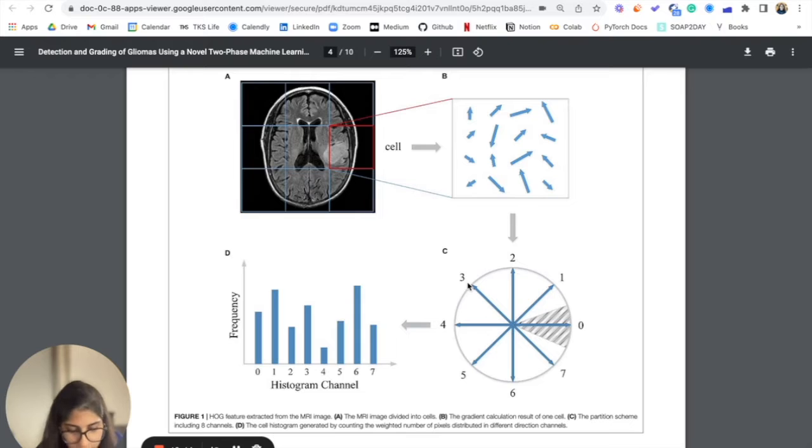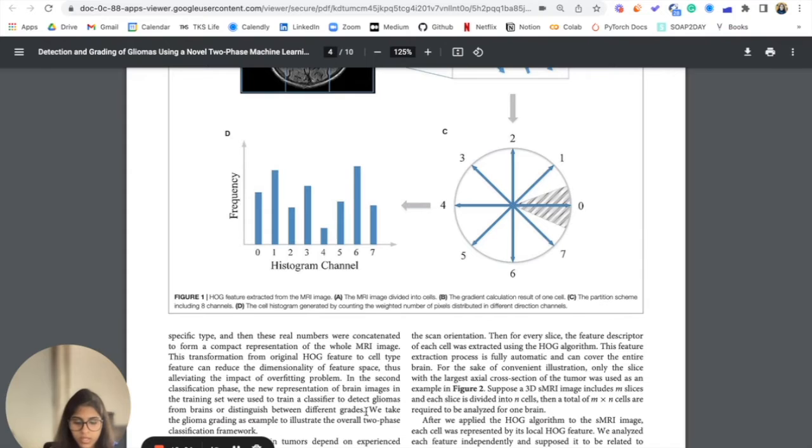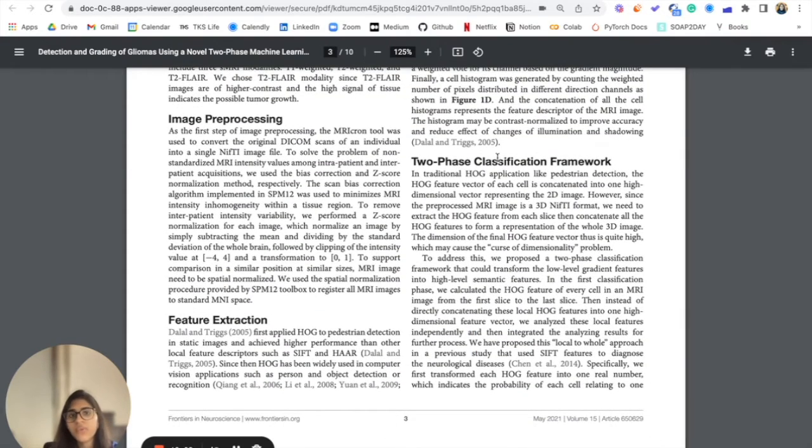This is called orientation binning because it's used to generate the cell histogram. You have 8 channels or bins that are evenly distributed in a 360, like a circle, basically. Depending on where you see most of the arrows pointing, here most of the arrows are pointing this way, a bit this way, mostly to that side, we're going to put most of the shaded area over here, and that's what it's showing here. Because of the frequency, it's basically showing the weighted number of pixels distributed in different direction channels. Yep, so it goes deep into that, and then we start talking about the two-phase classification framework.